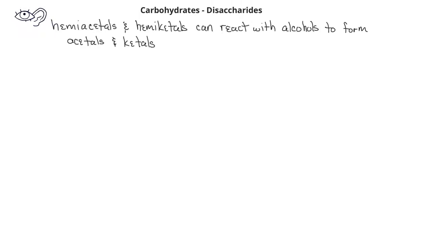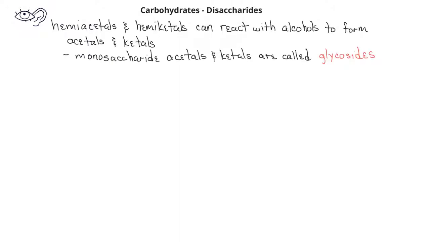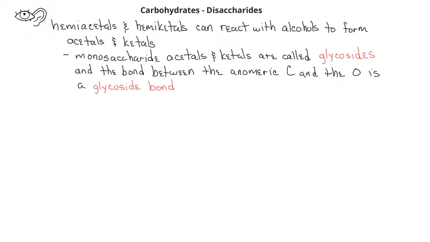In previous videos, we saw that hemiacetals and hemiketals can react with an alcohol to form acetals or ketals. When we have a monosaccharide that's an acetal or a ketal, we call this a glycoside. The bond that exists between the anomeric carbon and the oxygen from the alcohol is called a glycoside bond.